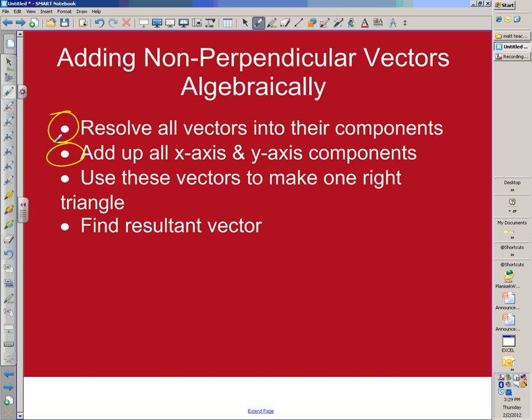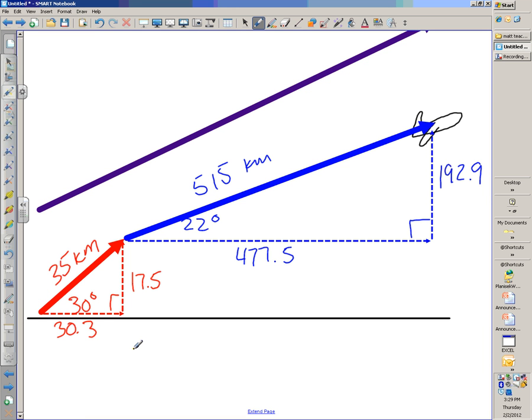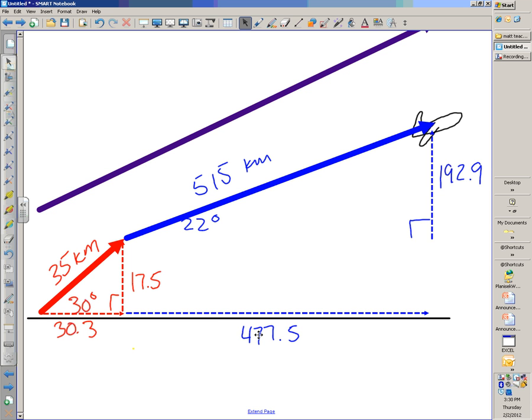So if we go back to our picture of the plane, there are two of those component vectors that are on the x-axis, or along the x-axis, parallel to the x-axis if you want to think of it that way. And there are two vectors that are perpendicular to the x-axis, or along the y-axis, if you want to think about it that way. If I do a little bit of manipulation, I'm going to take this blue dotted line, bring it down here, take the 477.5 with it. I'm going to take this red dotted line, bring it over here, and I'm going to take the 17.5 with that. I'm going to get rid of a few things, like this, and this.